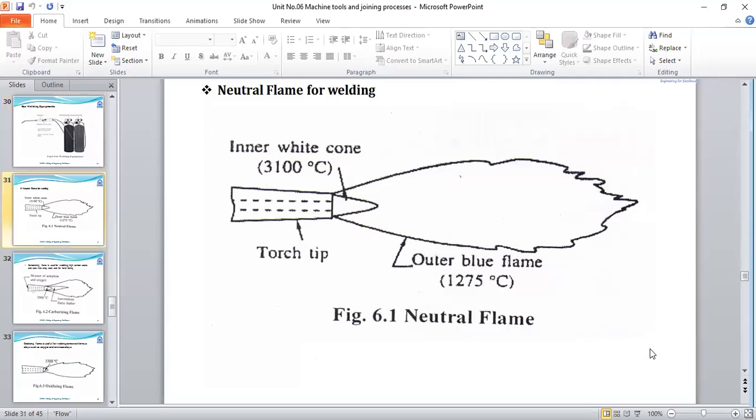Draw this. This temperature may vary by some degree. Okay, but this is general. Generally, that temperature will be observed in the neutral flame for welding.